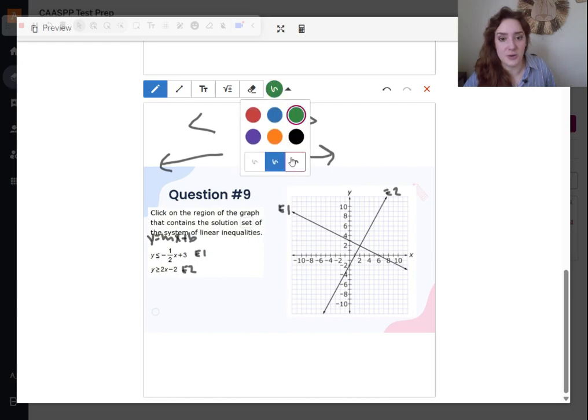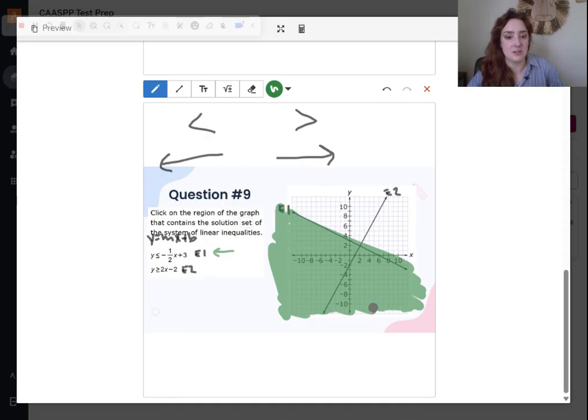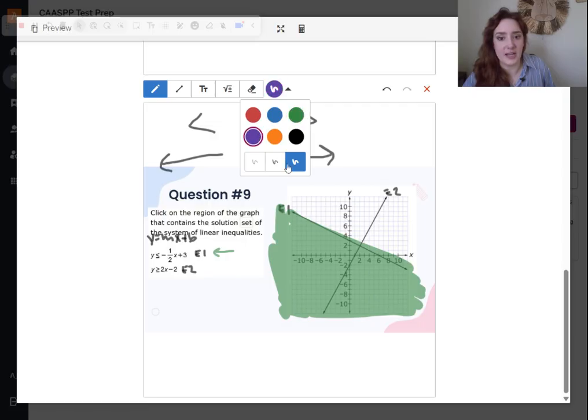We'll see. So for equation 1, this is a less than, so we need to shade to the left. This is our line here, so to the left of that is going to be down here. To the left, less than. And now for equation 2, this is going to overlap.